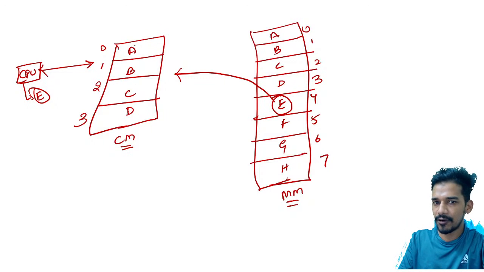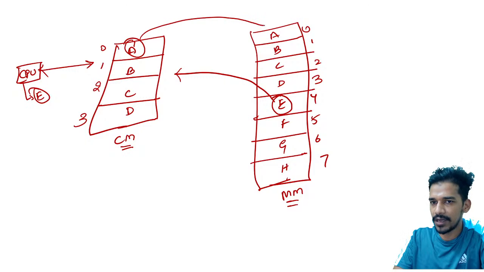But before replacing one of the blocks, you have to see whether this particular block, after coming into the cache memory, is modified or not. If this block is modified after coming into the cache memory, let us say this becomes A dash after modification. So you have to send the updation to the main memory first, before replacing it.